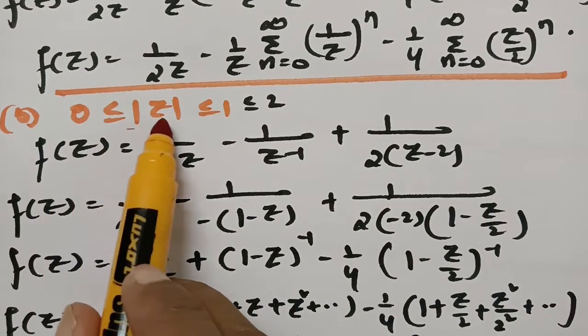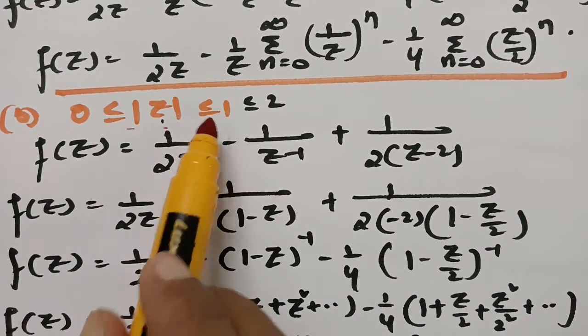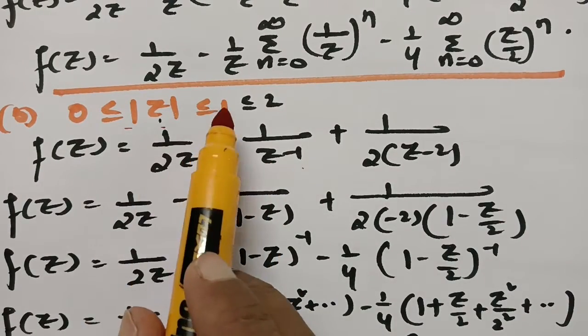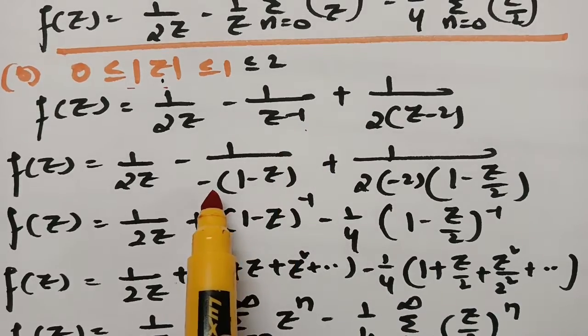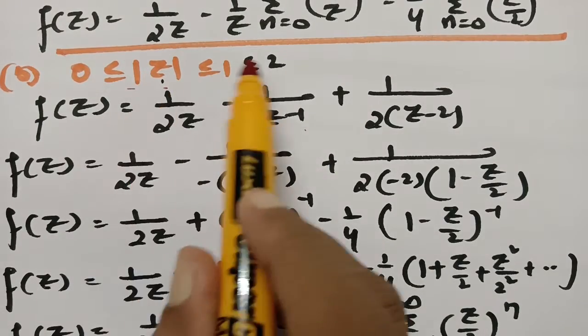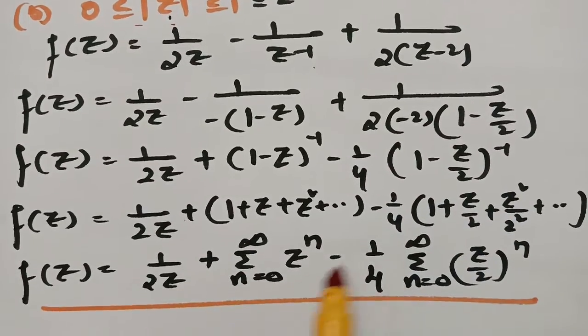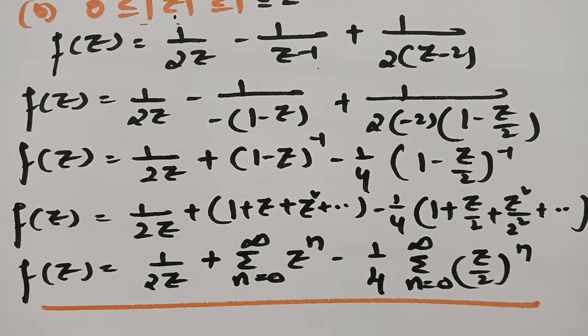And the second case, 0 less than or equal to mod z less than or equal to 1. In this expansion, among z and 1, 1 is greater. That's why I have taken 1 common here. And among z and 2, 2 is greater, so I have taken 2 common, and after expansion, this is the Laurent series expansion.